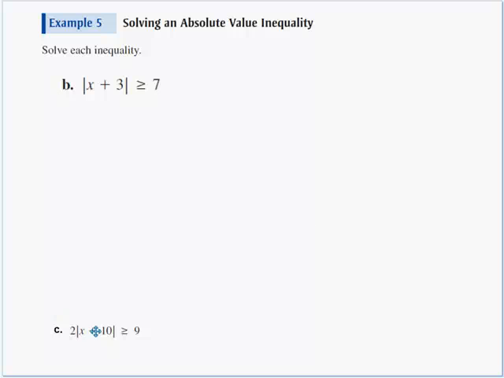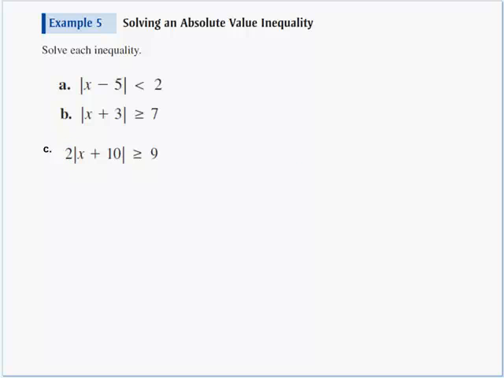Now we have to be a little more careful with the last one here. Notice when we compare it to A and B, in A and B the absolute value bars were all by themselves. They were isolated to the left of our inequality. Here we got something else going on. We got this times 2 out front. So that is the first thing we want to address.